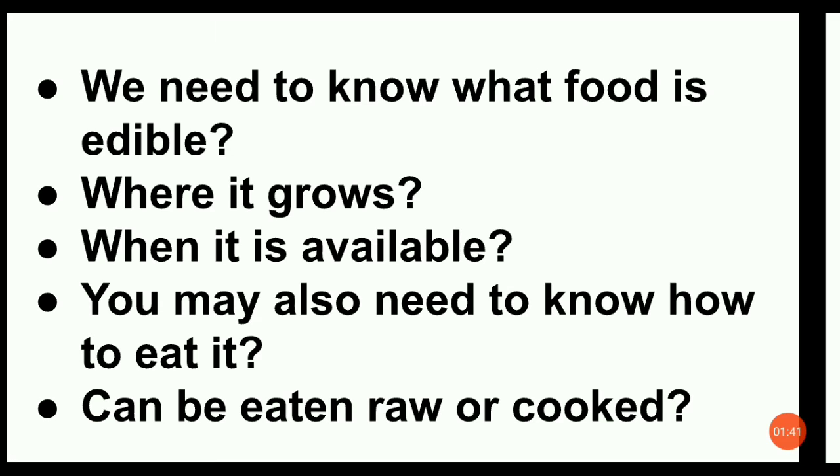While collecting food from the forest, we need to know what food is edible, where it grows. So we should also know where this food grows and when it is available. We have some seasons, and according to the season, some fruits and vegetables grow. So we should also know when that particular food is available. You may also need to know how to eat it. Sometimes we should also know how to eat that particular food.